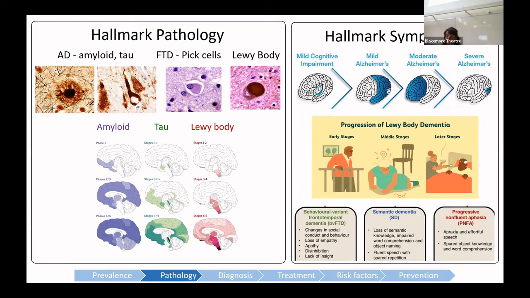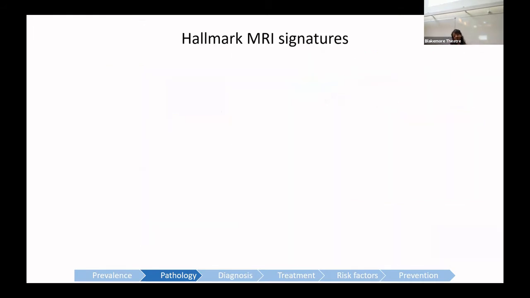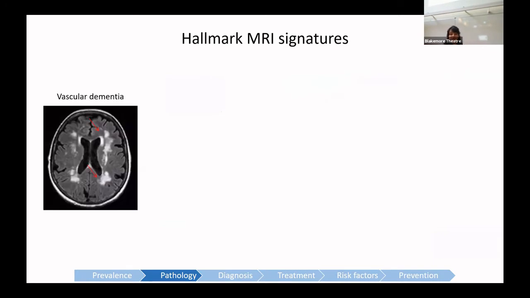In addition to the hallmark pathology and the symptomatology, there are also hallmark signatures on an MRI. With vascular dementia, this is what you would typically see. You have these large white lesions in the brain, called white matter hyperintensities, that you see on this kind of scan called a FLAIR scan.